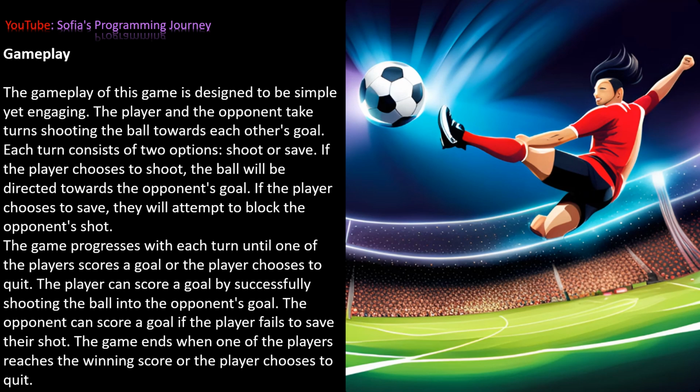The game progresses with each turn until one of the players scores a goal or the player chooses to quit. The player can score a goal by successfully shooting the ball into the opponent's goal. The opponent can score a goal if the player fails to save their shot. The game ends when one of the players reaches the winning score or the player chooses to quit.